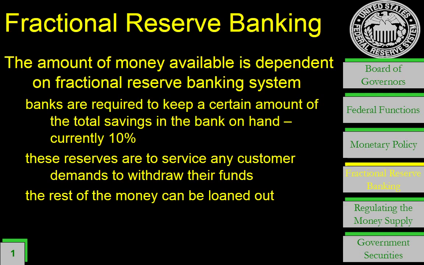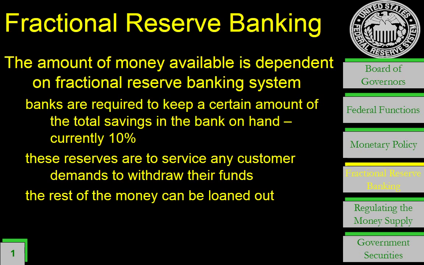First one is the idea, remember that we have a fractional reserve banking system in the United States, which means that the total amount of money that is reserved in banks is not all the money that has actually been deposited in the bank. You see, according to federal law and Federal Reserve regulations, banks are required to keep a certain amount of money on hand. Currently, it's 10%. It's been 10% for quite some time.